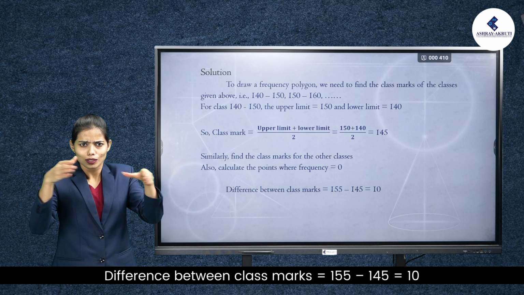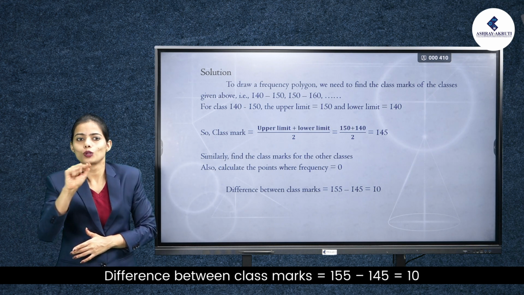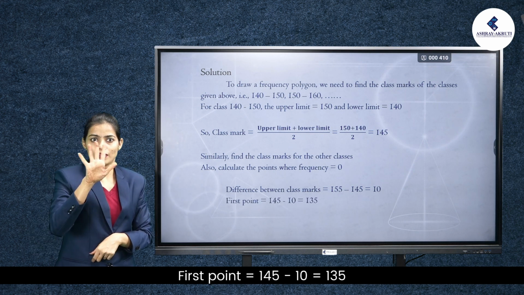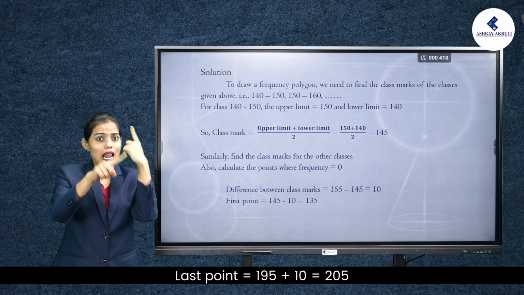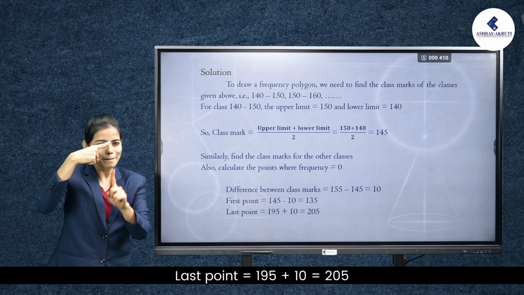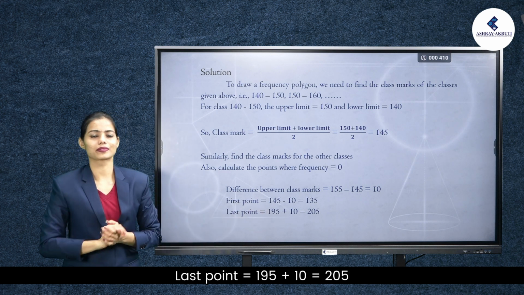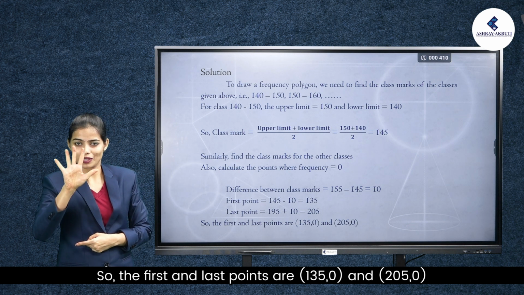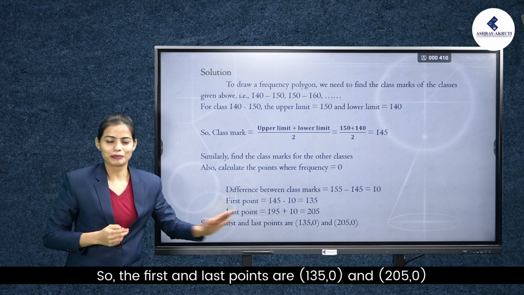Difference between class marks is equal to 155 minus 145 is equal to 10. First point is equal to 145 minus 10 is equal to 135. Last point is equal to 195 plus 10 is equal to 205. So, the first and last points are (135, 0) and (205, 0).